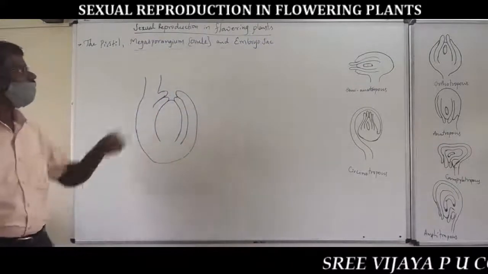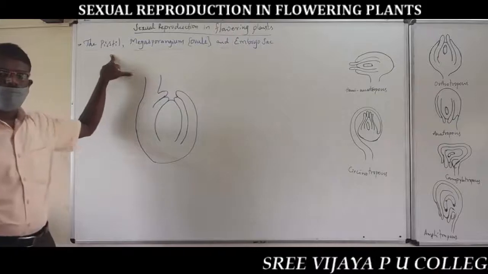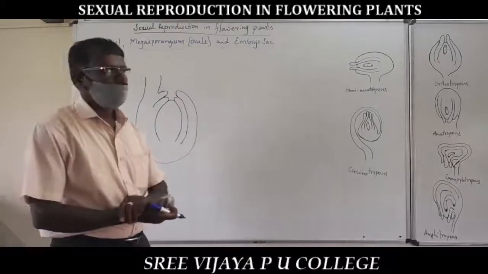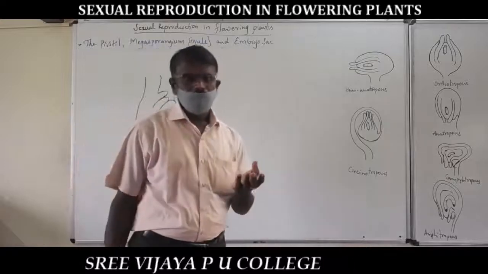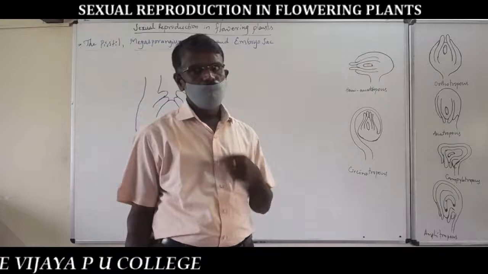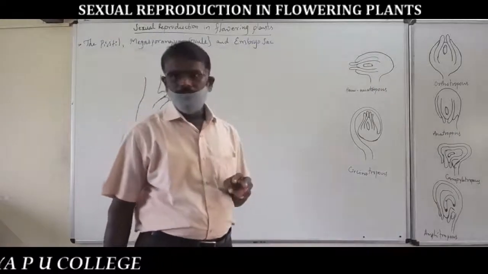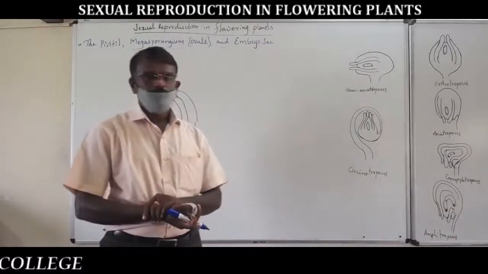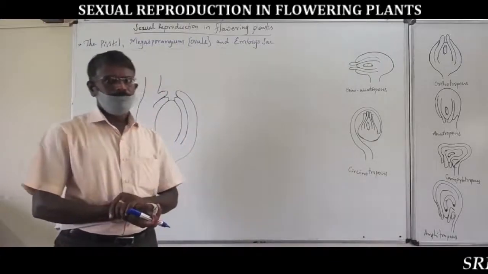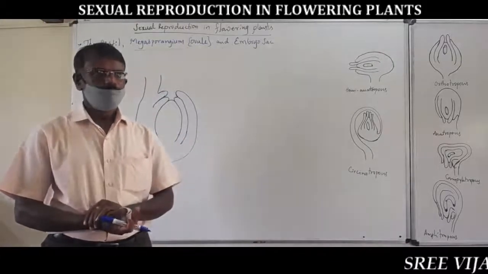Here, the pistil consists of three important parts: stigma, style, ovary. The stigma is pollen receptive, where the pollen grain germinates.